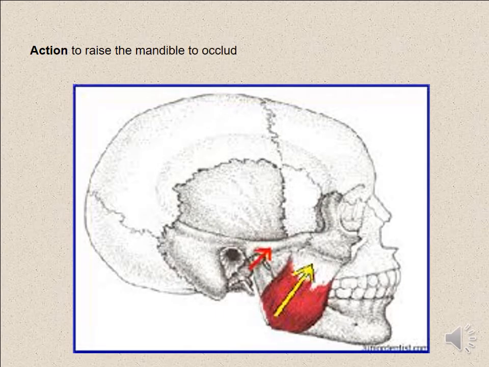The action of the masseter muscle is to raise the mandible to occlude the teeth in mastication. So it elevates the mandible upward and puts the mandible in the occlusion surface.